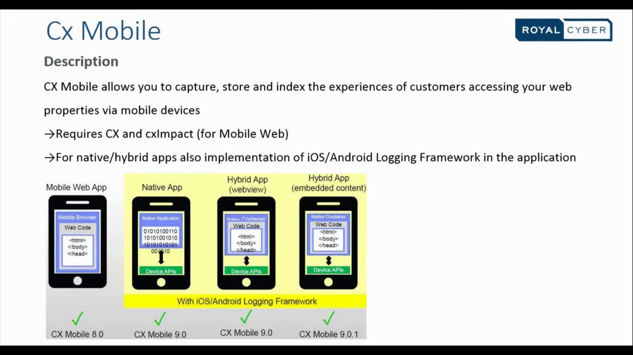Now CX Mobile. CX Mobile allows you to capture, store, and index the experience of customers accessing your web properties via mobile devices. It requires CX and CX Impact for mobile web, and for native or hybrid app implementation, you will need the iOS or Android logging framework.